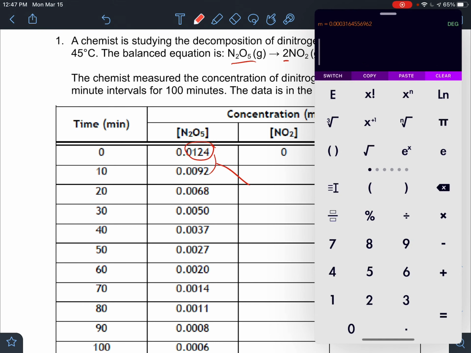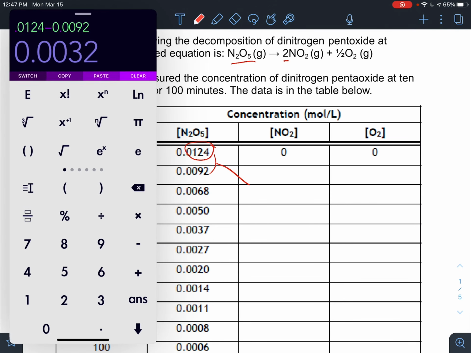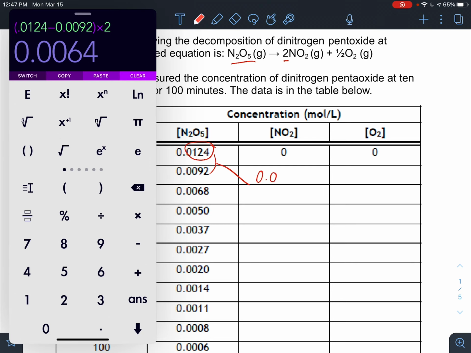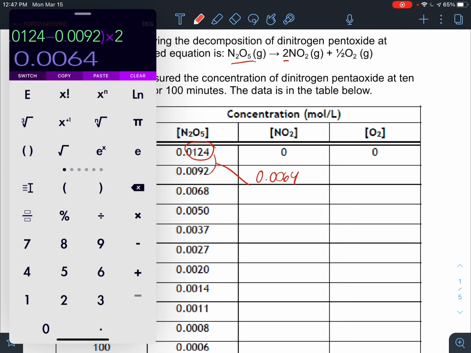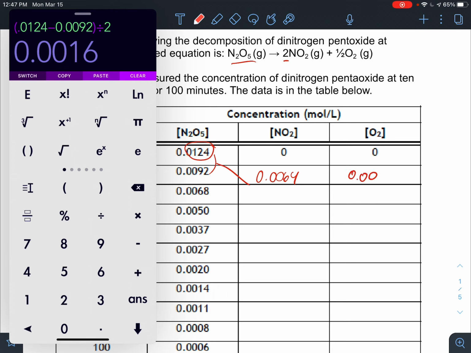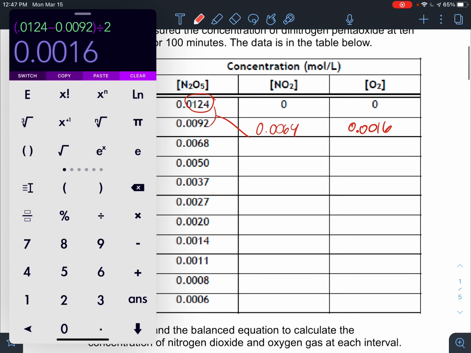Okay. So 0.0124 subtract 0.00092. And then we get a value of 0.032, but it's a 2-to-1 ratio, so we're going to multiply that final number. You got to watch out for your brackets here. Multiply that number by 2 because you get a 2-to-1 ratio. So that's going to be 0.0064. And then we're actually going to divide it by 2 if we want to do the oxygen. So 0.0016. And there we go. So that is how much O2 has been made because that's how much N2O5 has been consumed.